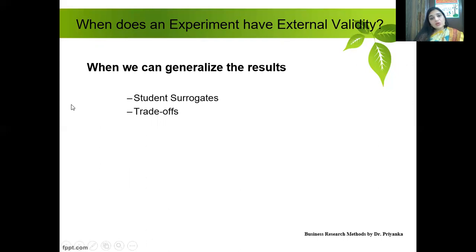And the second reason is trade-offs. Sometimes we trade off between internal and external validity. Naturalistic field experiments tend to have greater external validity, but sometimes to achieve more internal validity, we go with artificial arrangements, so as to achieve good results or some results a little earlier, or maybe to achieve some internal validity. But while doing that, we lose external validity from the experiment. So external validity can be improved by avoiding these two things.